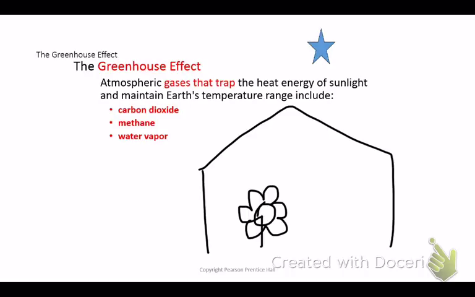Life on Earth does need a certain amount of warmth, and the greenhouse effect provides that. However, with the excess addition of greenhouse gases like carbon dioxide into our atmosphere, the climate is warming a lot more rapidly than we would expect it to, and that's what's causing what we call climate change.